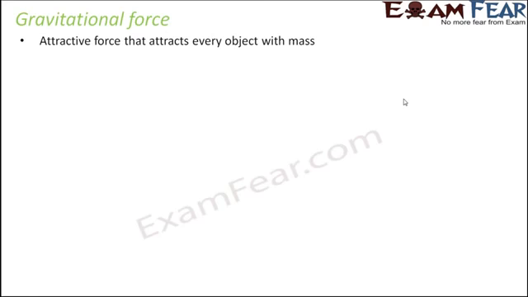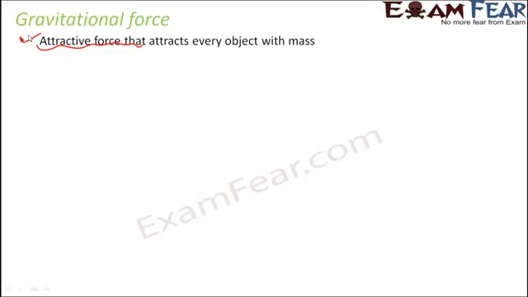Now we will talk about the last example of non-contact force, that is gravitational force. It is again an attractive force that attracts every object with mass. The concept of gravitation tells us that every object in this universe, whether it is a tiny object or a huge object, exerts an attractive force on every other object. So yes, what I'm saying is what you understood. If there is a pen on the table and a book lying on the table, the pen and the book are continuously exerting some attractive force on each other.